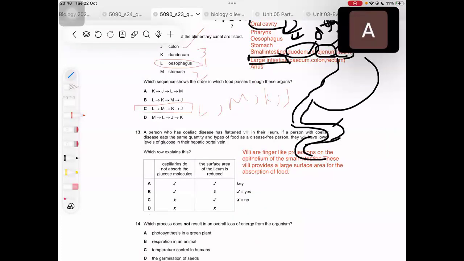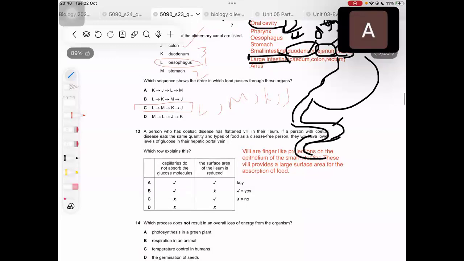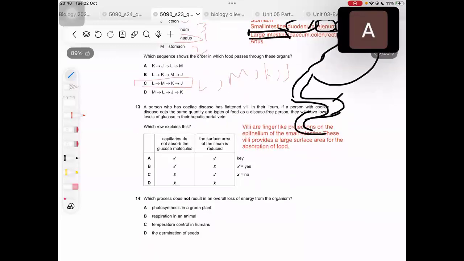Right. 13th, a person who has celiac disease has flattened villi in the ileum. If a person with celiac disease eats the same quantity and types of food as a disease-free person, they will have low levels of glucose in their hepatic portal vein. Which row explains this? So they're basically saying that the person with celiac disease will have a lower glucose in their hepatic portal vein.